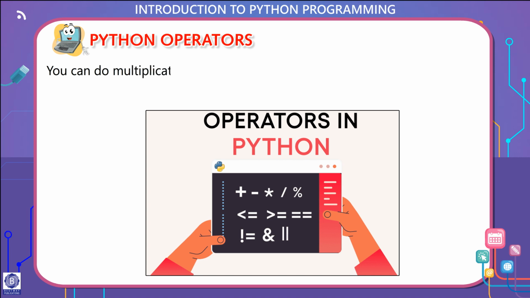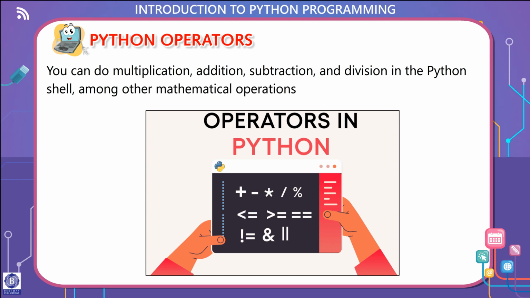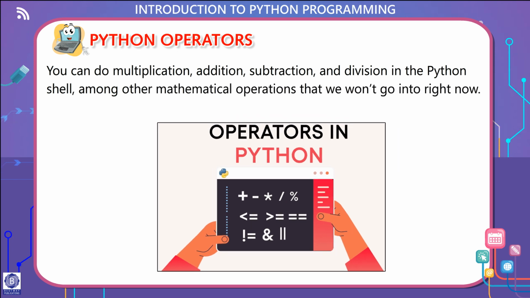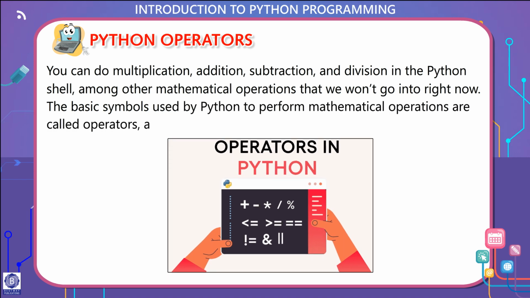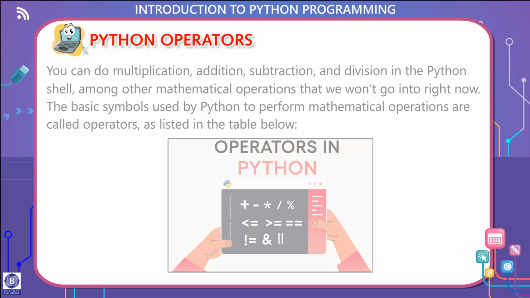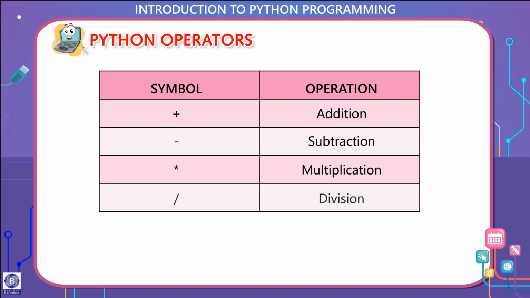Python operators. You can do multiplication, addition, subtraction, and division in the Python shell, among other mathematical operations that we won't go into right now. The basic symbols used by Python to perform mathematical operations are called operators, as listed in the table below. Symbol, operation: addition, subtraction, multiplication, division.